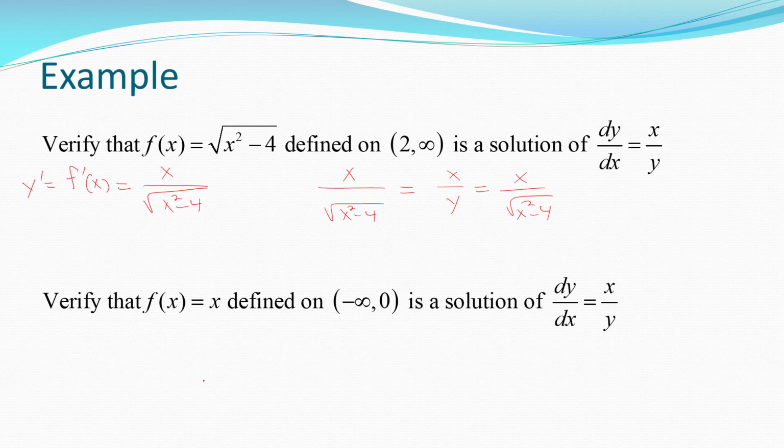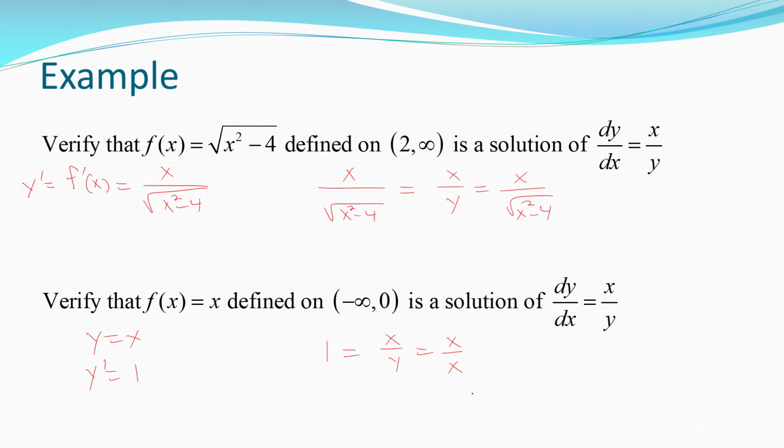At the same time, I can also verify that the function f of x equals x is also a solution to the same differential equation, just on a different interval. That's also very easy to check. Just notice that if y was equal to x, then y prime would equal 1. And just replace all those things into the equation. You would then have the derivative, which is 1, is equal to x over y. But that'd be x over x. And that's certainly true as long as x is not 0. So I've shown you two different solutions on different intervals to the exact same differential equation.